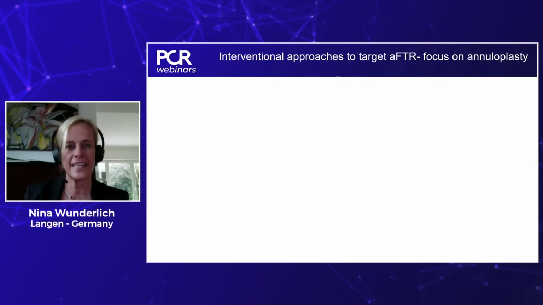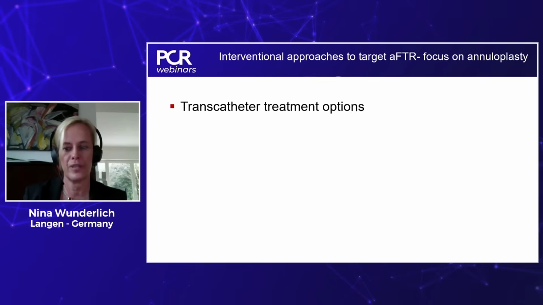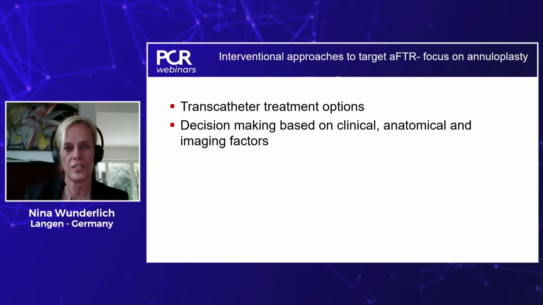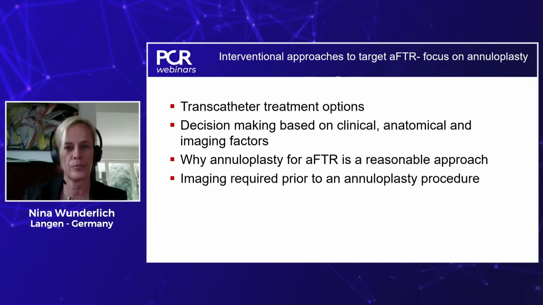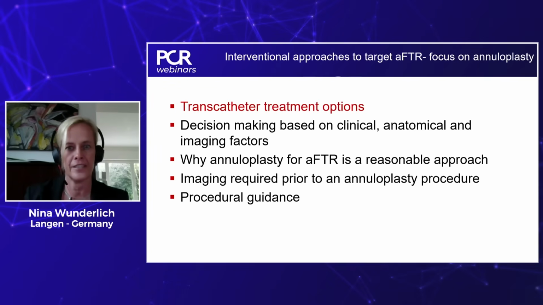So during the next couple of minutes, we will have a look at the interventional approaches to target atrial functional tricuspid regurgitation. The things I would briefly like to touch on are what kind of transcatheter treatment options we have. The decision-making on an intervention is usually based on clinical, anatomical, and imaging factors, so we'll have a look at that. And we try to answer the question why an annuloplasty procedure is a reasonable approach for atrial functional tricuspid regurgitation. The next question I would like to touch on is what imaging is required prior to an annuloplasty procedure, and then we have a quick look at the procedural guidance.